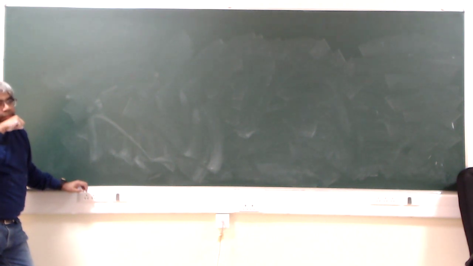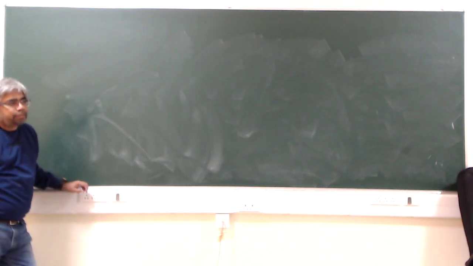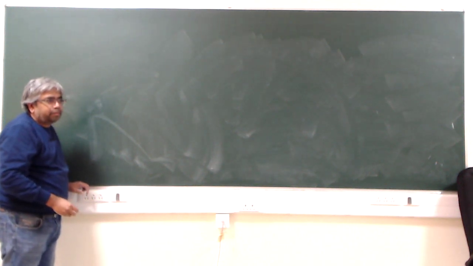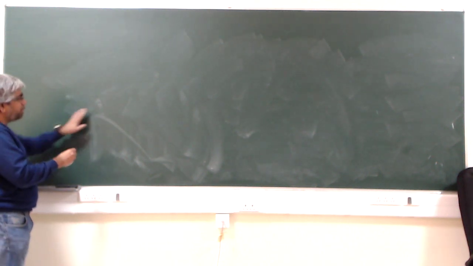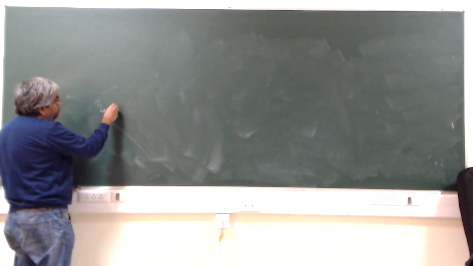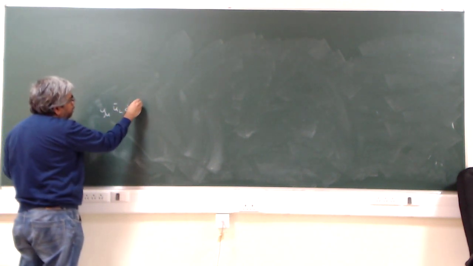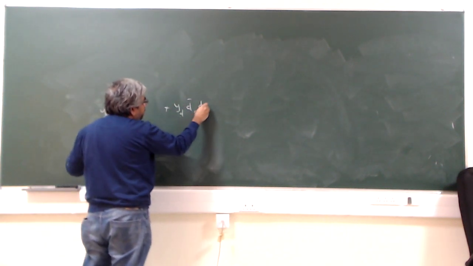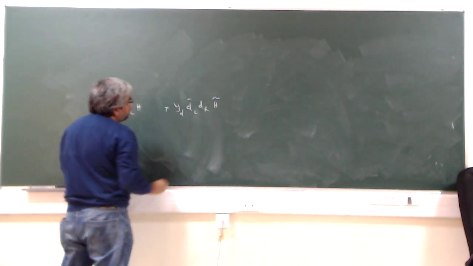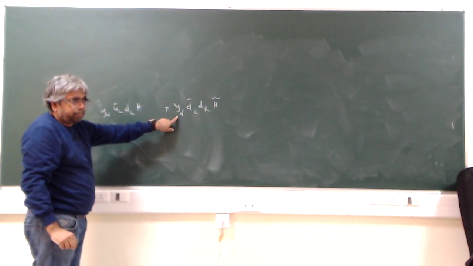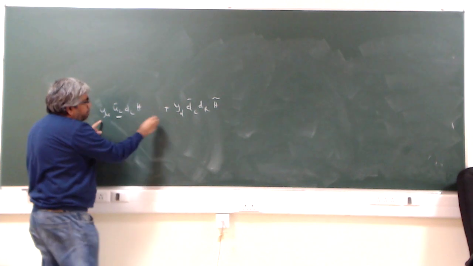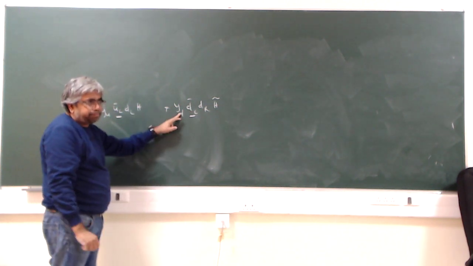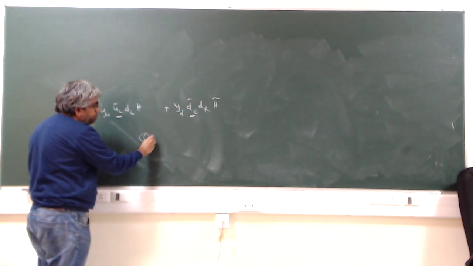Let me look. The point is that in the lepton sector, neutrinos are massless, so there is only one mixing matrix. Compare, say for example, you have Y_U, U_L bar, D_L, H, and then Y_D, D_L bar, D_R, H. Now these are two different matrices. So the left and left are split because of these matrices, though they sit in the same doublet.